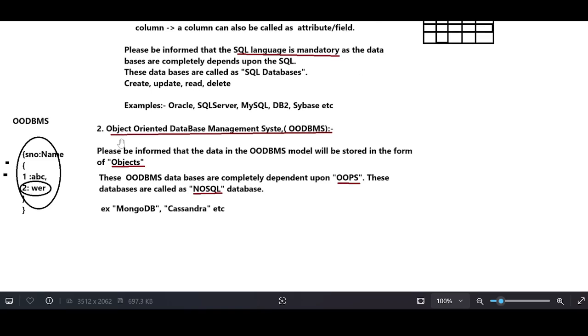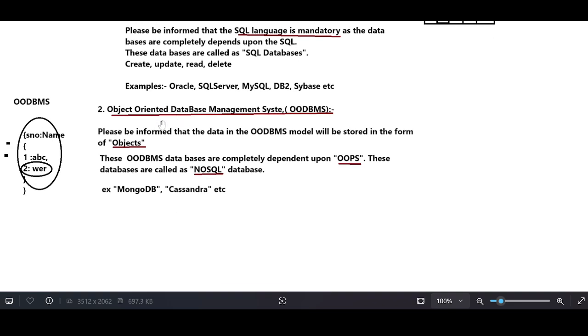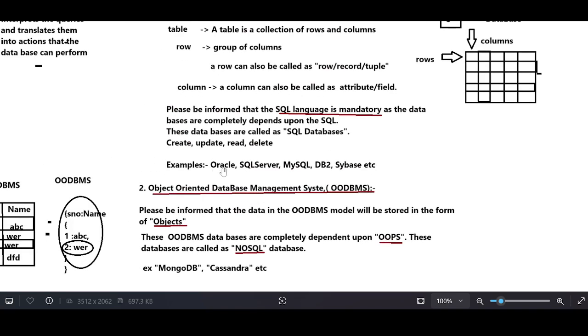And the next one is object oriented. When you say object oriented, it means you don't use SQL. That's why these databases are called NoSQL databases. Instead of SQL language, data will be stored as objects instead of tables. Examples: MongoDB, Cassandra, etc. In real-time applications, if you understand Oracle, you have already understood SQL Server and MySQL as well. Only minor changes will be there.